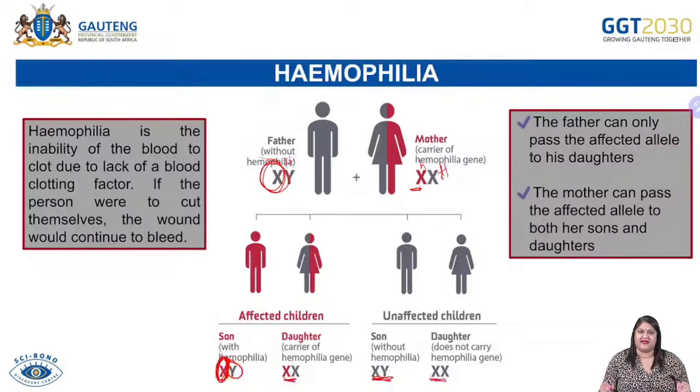So essentially what we can see here is that the father can only pass the affected allele to his daughters. If the father had an affected allele, he can pass that on to his daughters, not to his sons, because he's going to give a Y chromosome to his sons. But a mother can pass the affected allele to her sons and her daughters. Can you imagine that? She doesn't even have to have hemophilia, but because she's got the gene, she can pass that allele to the son or to the daughter.